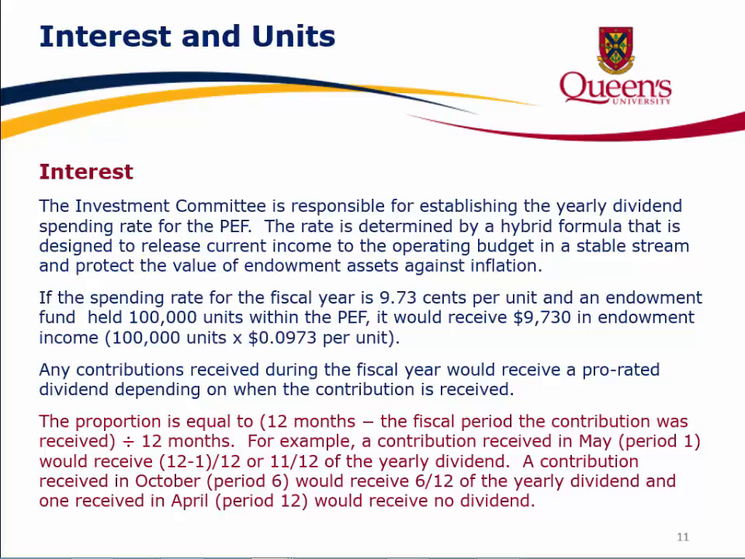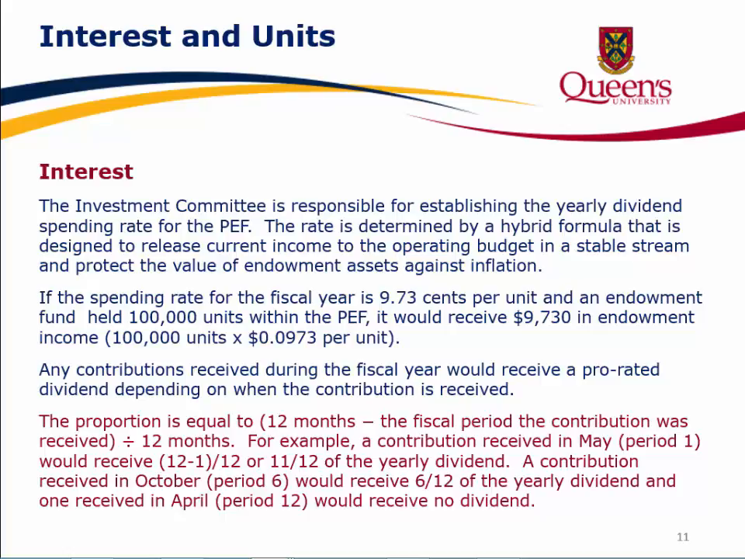If the spending rate for the fiscal year is 9.73 cents per unit and an endowment fund held 100,000 units within the PEF, it would receive $9,730 in endowment income. That is 100,000 units times 0.0973 dollars per unit.